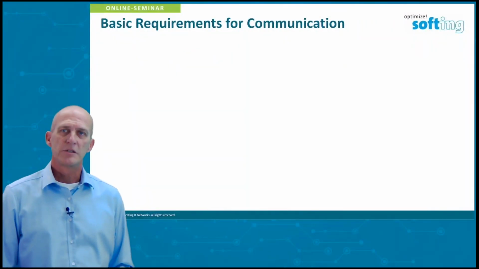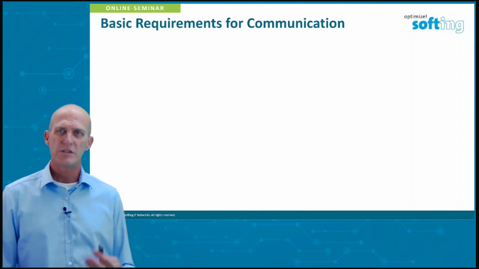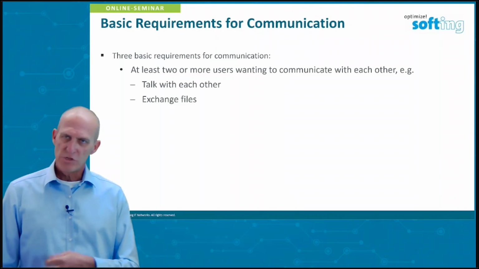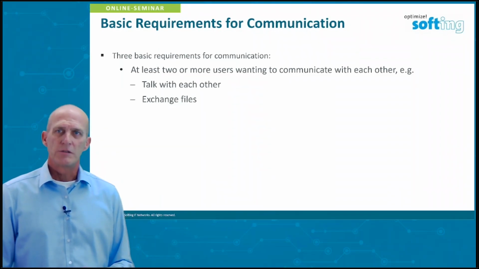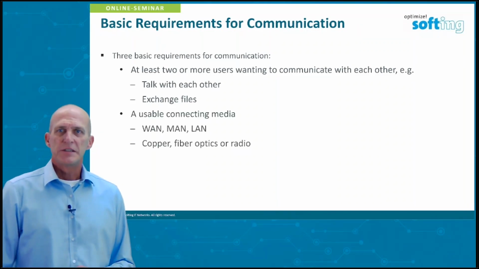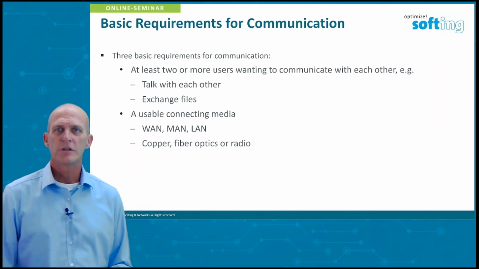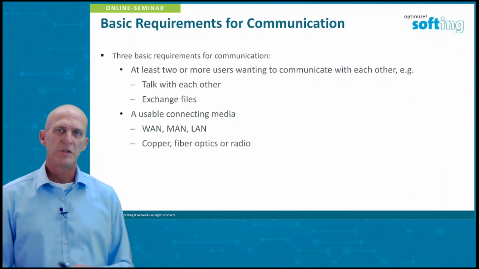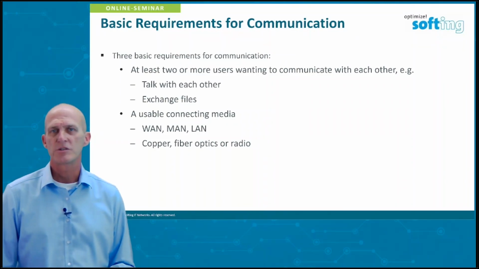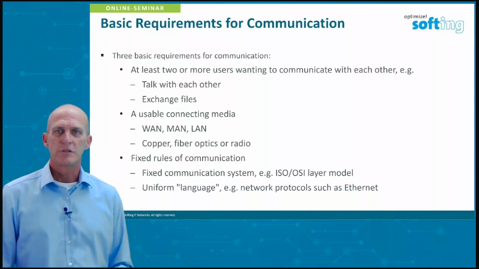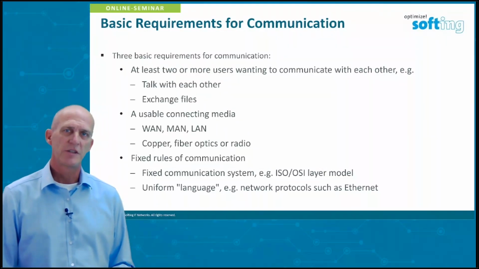Now let's take a look at Ethernet, and let's start at the very beginning. What's really required for communication? If you need communication between nodes or devices that want to talk with each other or exchange files, you need a connection medium: either a wide area network, metro area network, or local area network, and a cable or another medium like copper, fiber cables, or radio Wi-Fi connections. And you need fixed rules for communication. So you need a communication system, like the ISO OSI layer model, which some of you may have heard of. We talk about that in a bit. And you need a sort of language, which in our world today is a network protocol such as Ethernet.